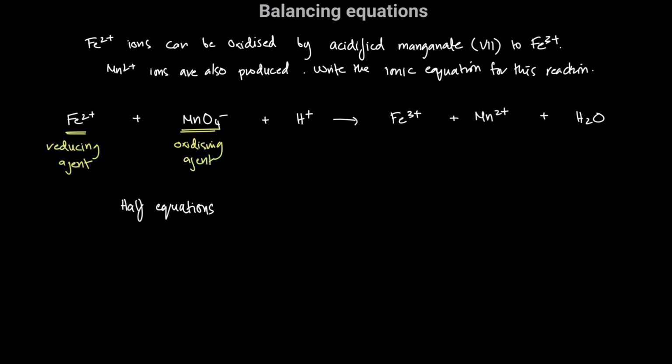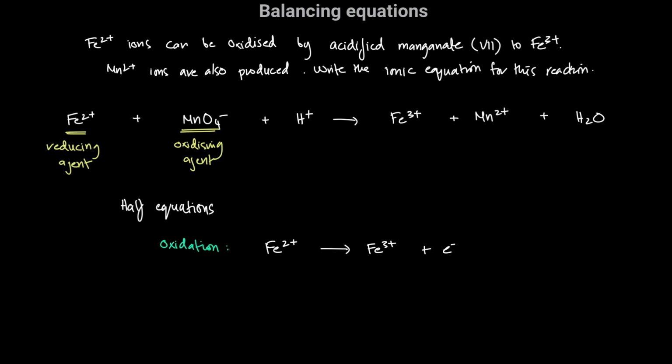Now, let's write down the half equations. We're going to have the half equation for oxidation and the half equation for reduction. The half equation for oxidation here is the oxidation of Fe2+ to Fe3+, because we know that Fe2+ is undergoing oxidation. So the half equation for oxidation is Fe2+ loses an electron and forms Fe3+.